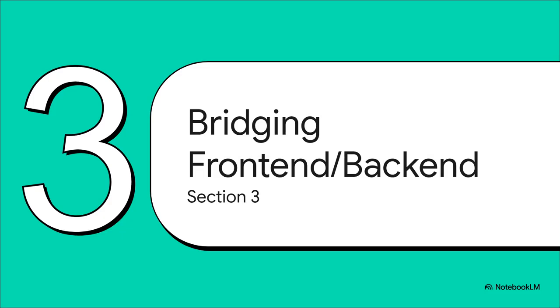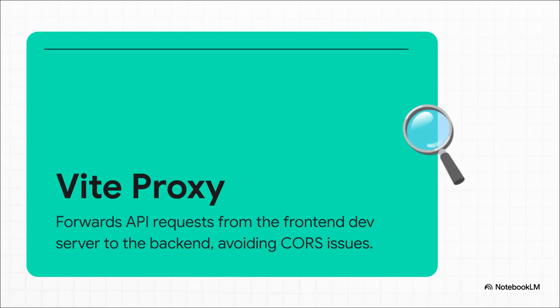So our house looks great from the inside, but it's not connected to the city's power grid or water mains yet. Now we're installing the plumbing and the wiring, the APIs that connect our beautiful front end to a powerful back end. So, during construction, our front end and back end are on two different addresses, and browser security rules, this thing called CORS, stops them from talking to each other.